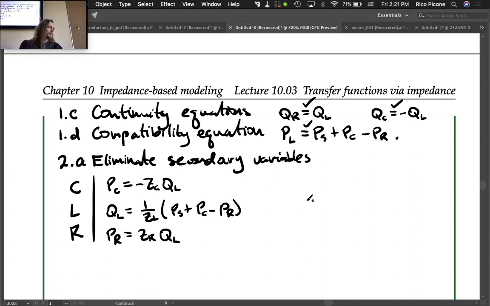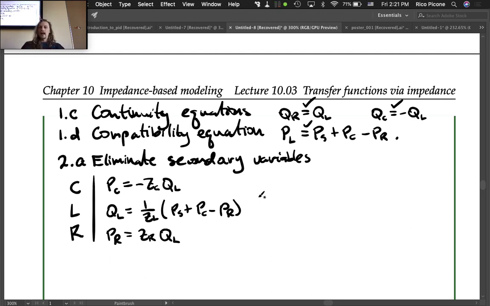Now, in a minute, we're going to recognize that this middle equation has QL in it, PS in it. We have a solution for QL, except that we have PC and PR we need to get rid of. But the C equation and the R equation, both substituting those into this equation for PC and PR, eliminate those variables, and we are left with just QL and PS, which is an input, so we can solve for QL.